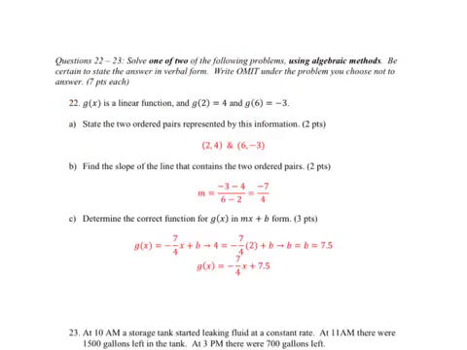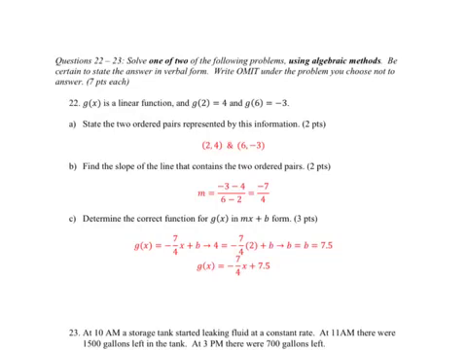Number 22 says, g of x is a linear function, and g of 2 equals 4, and g of 6 equals negative 3. So let's start by stating the 2 ordered pairs represented by this information. Right away, this tells us that when 2 is plugged into the function for x, we get a y value of 4 out. So 2 comma 4 is the first point, and 6 comma negative 3 is the second point.